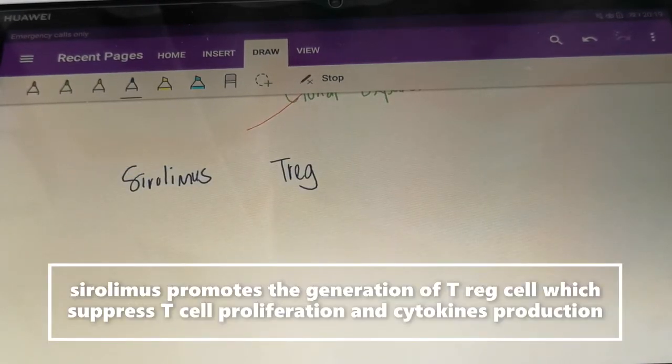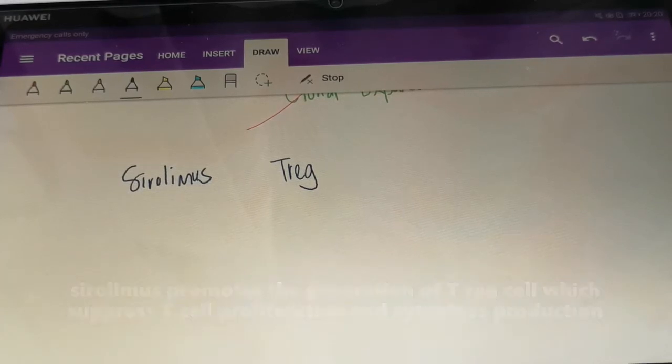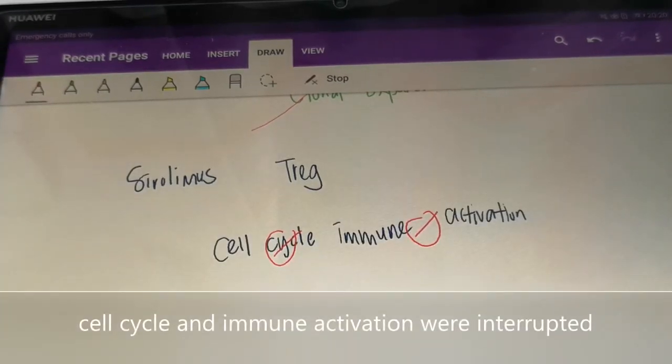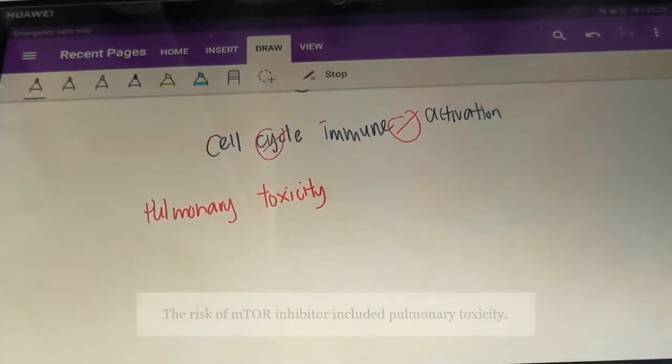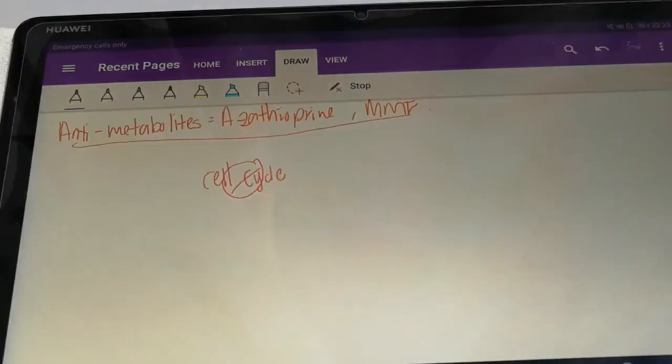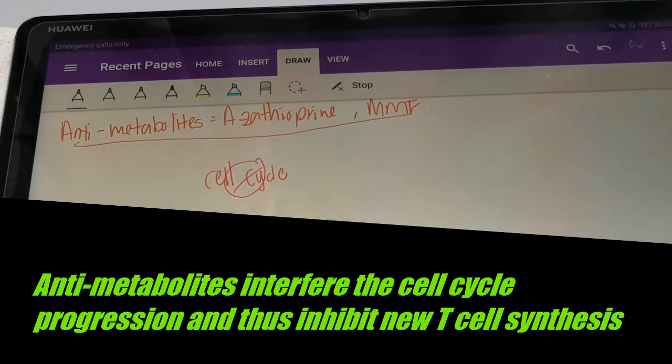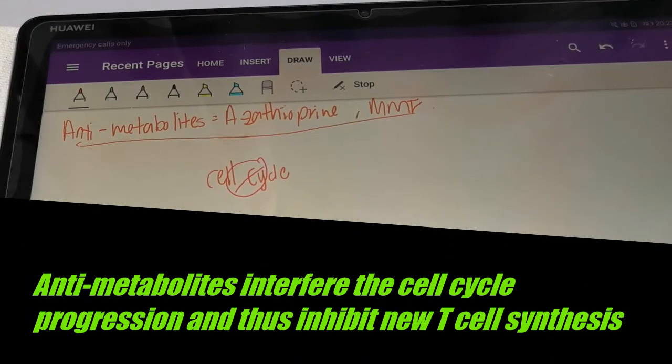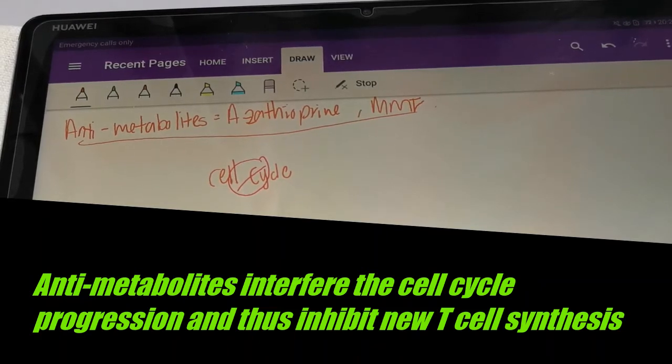Sirolimus promotes the generation of Treg cells, which suppress T cell proliferation and cytokine production. Cell cycle and immune activation are interrupted. The risk of using mTOR inhibitors includes pulmonary toxicity. Antimetabolites interfere with cell cycle progression and thus inhibit T cell synthesis.